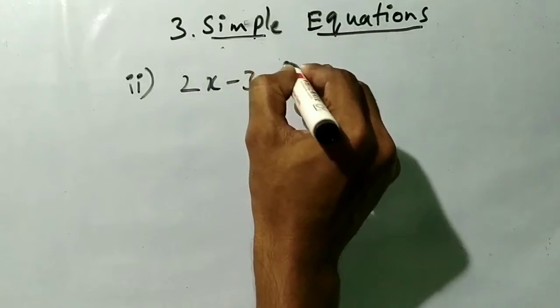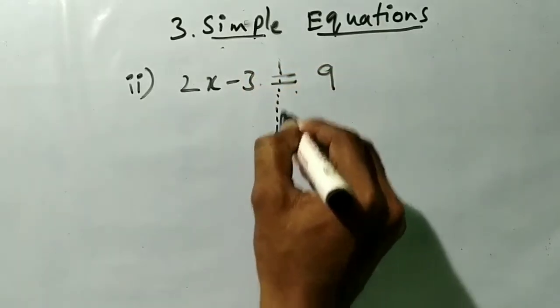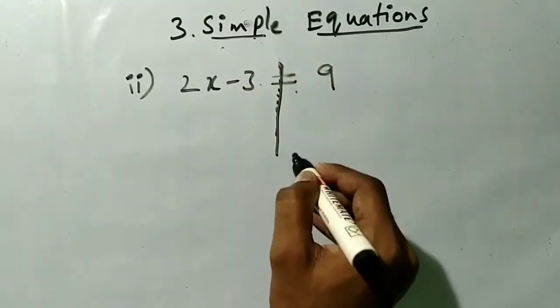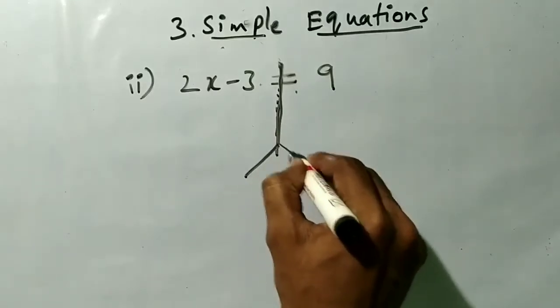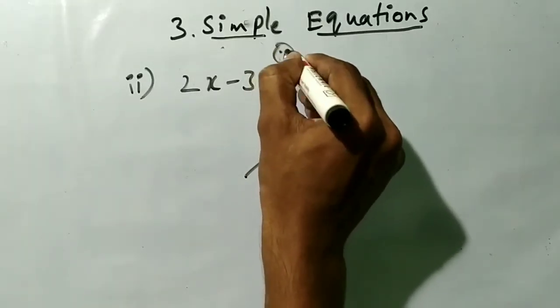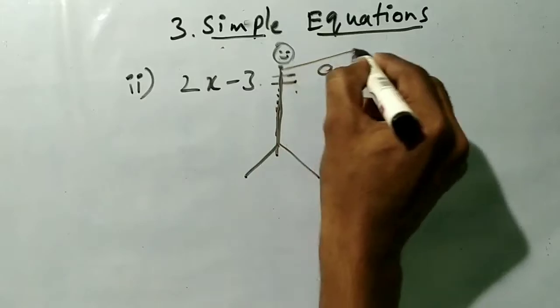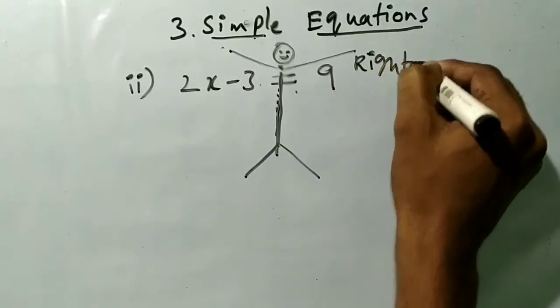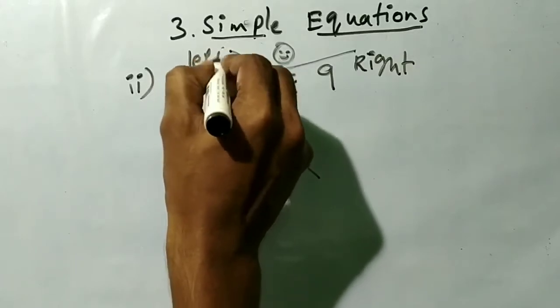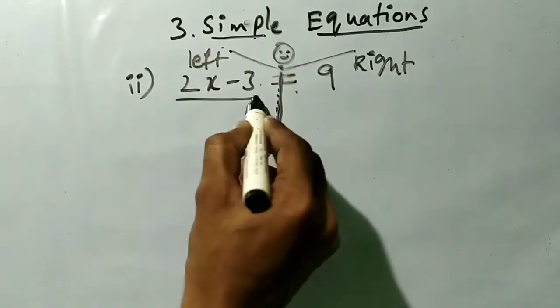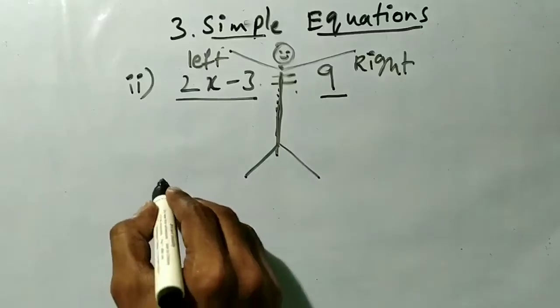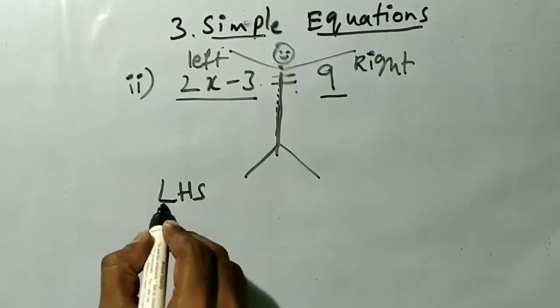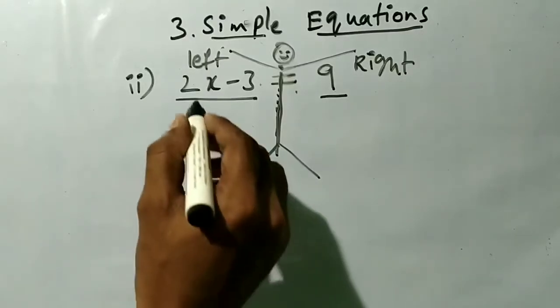Again, draw an imaginary line. That is an imaginary line, one line. Consider a line which has two legs and one head. One head, one hand. This hand is the right hand, and this hand is the left hand. So let's compare. This is the left side, this is the right side. So LHS, left hand side, is equal to, which is left hand side?